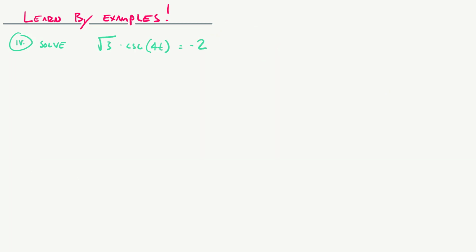Last one. Let's say we want to solve the square root of 3 times the cosecant of 4t is equal to negative 2. Okay. Now we were just talking about how you can alter the period, right? This is a case where we're altering the period. The period for this thing is 1/2 pi. Remember, period's equal to 2 pi divided by the b, which is the thing inside of the function that's being multiplied by your independent variable. So 2 pi over 4 is pi over 2. So 1/2 pi is the period for this thing.